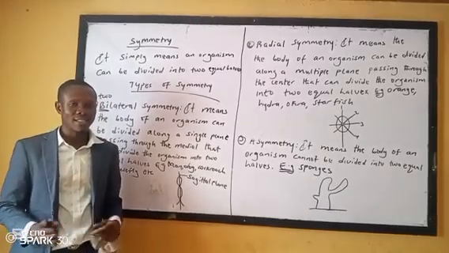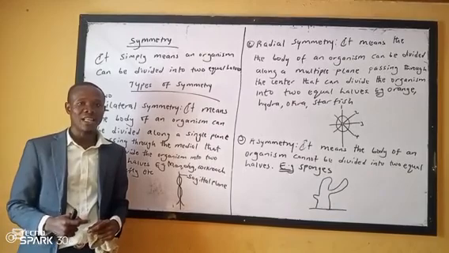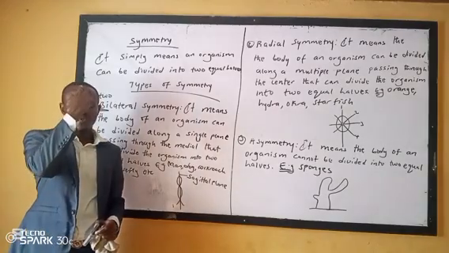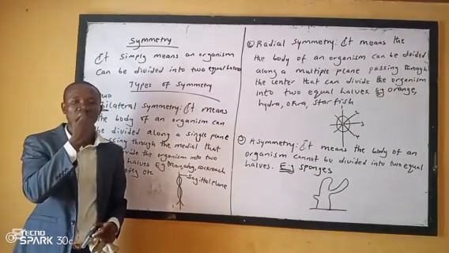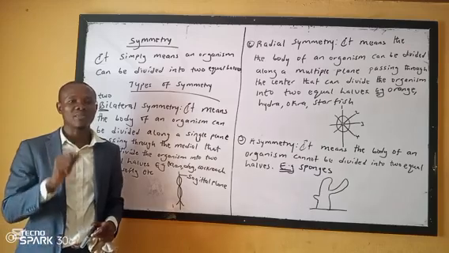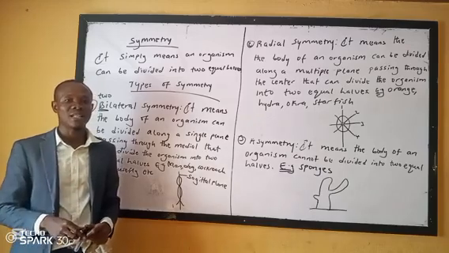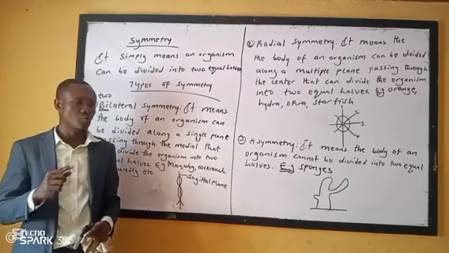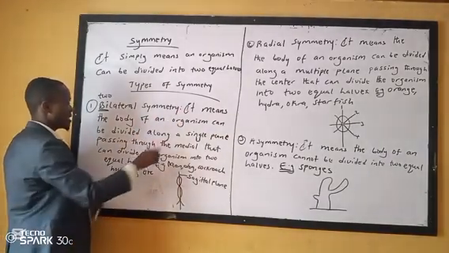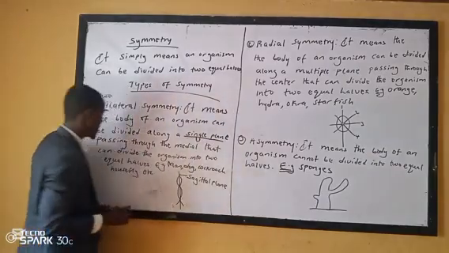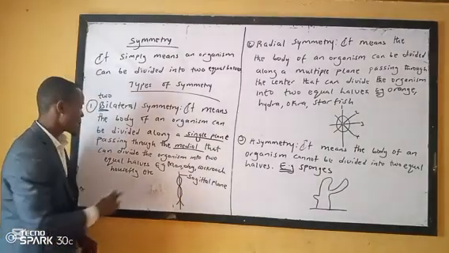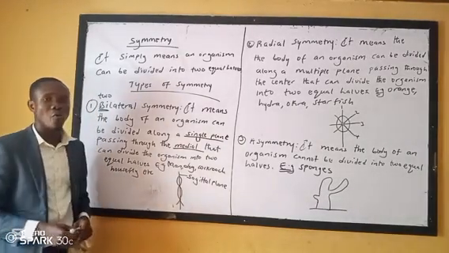For example, I standing here, want to think about a line passing through that can divide the body into two equal halves. It has to be passing through the media, and there is only one plane. That means there is only one line that you can think of to divide this body into two equal halves. As it's been said, the body of an organism can be divided along a single plane passing through the media, that is through this part here, that can divide the organism into two equal halves.